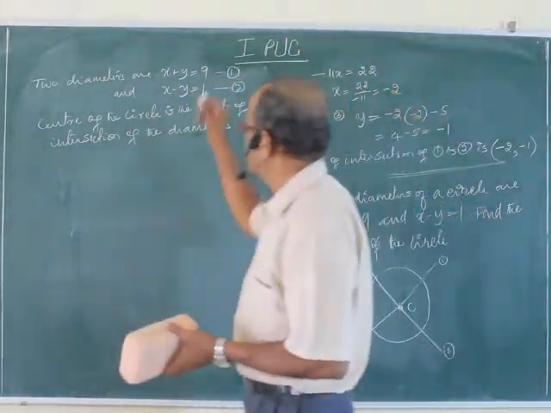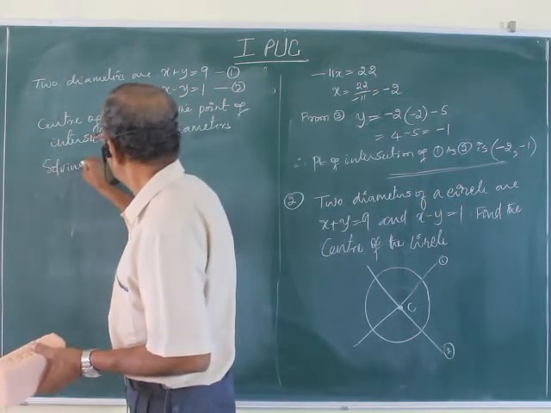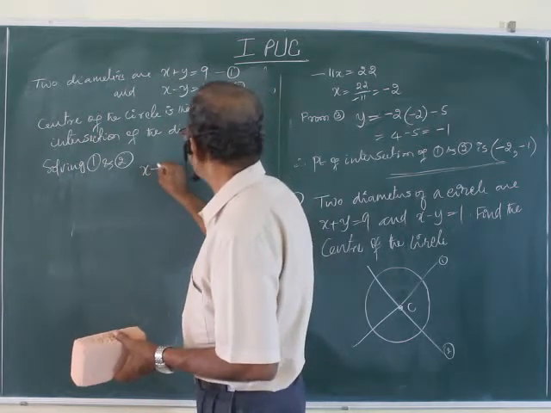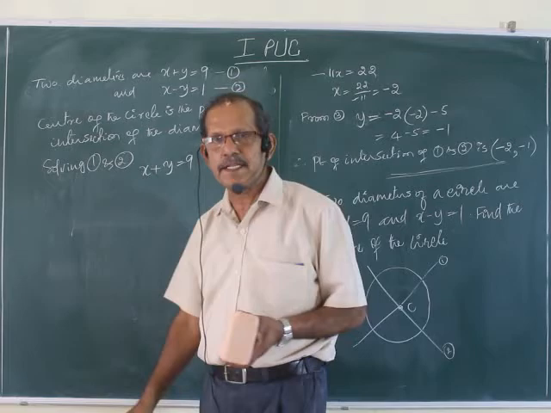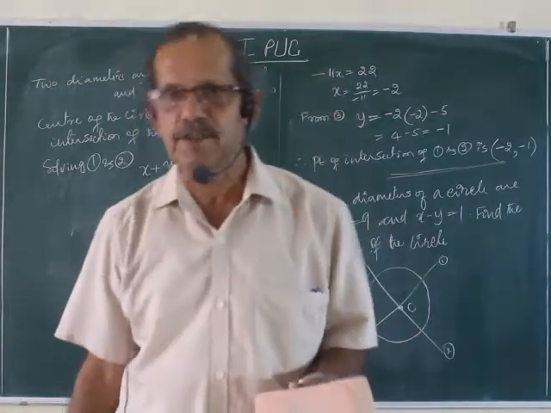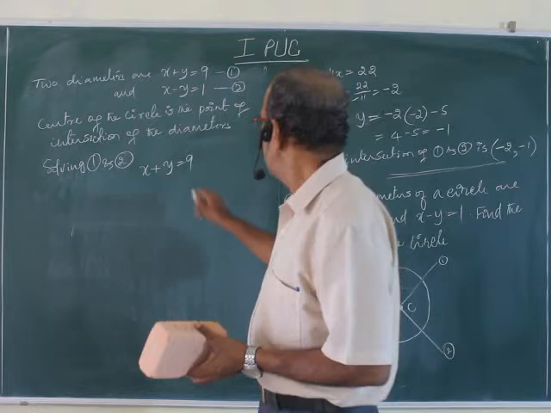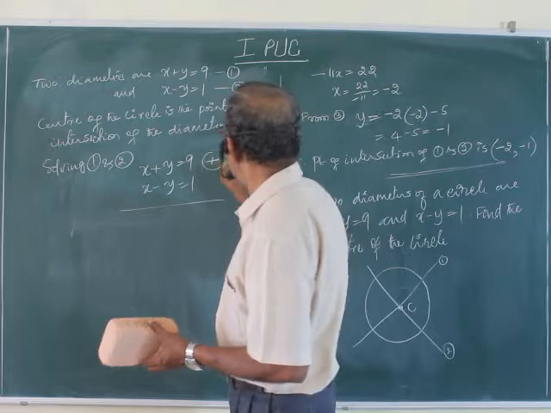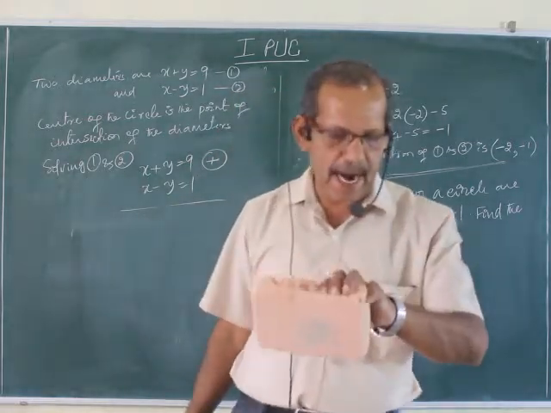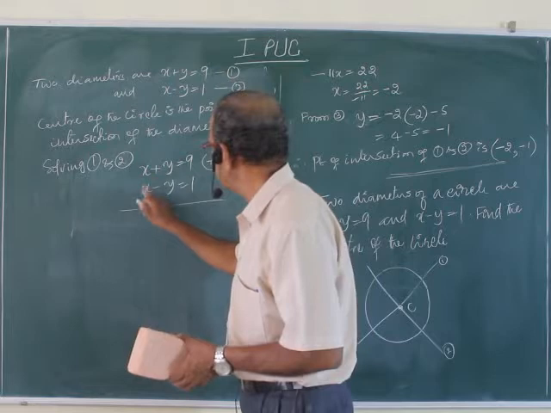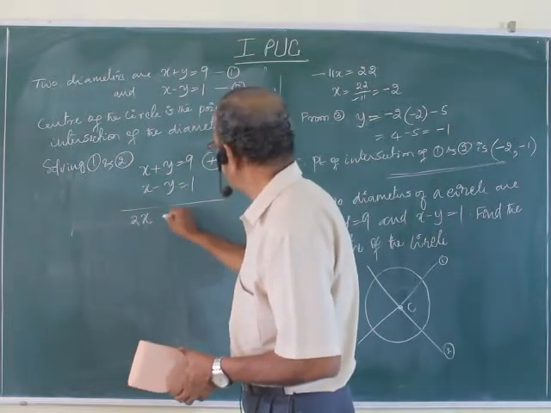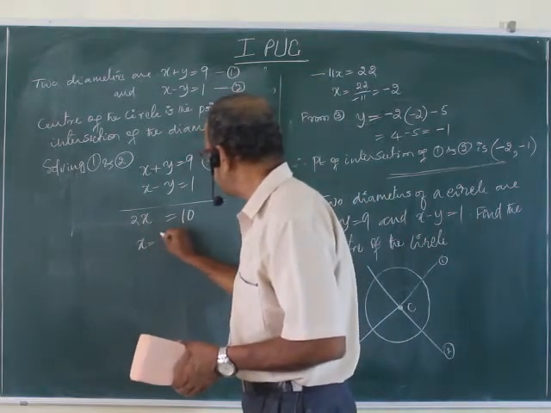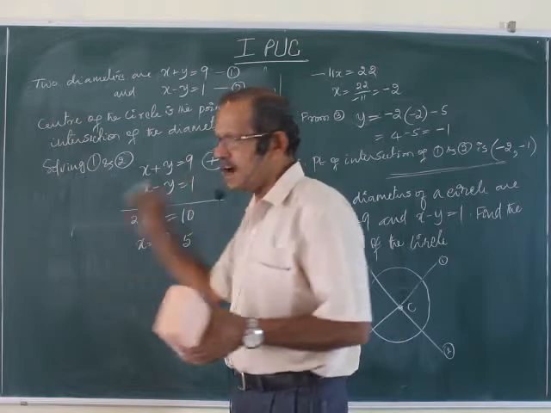Now, solve this. Solving 1 and 2. How to solve? I told you there are different methods. You can use any one of the methods, whatever you have studied in high school. x plus y equal to 9, x minus y equal to 1. Just let me add these two equations. What do you get? x plus x is 2x. Plus y minus y cancels. 9 plus 1 is 10. 2x equal to 10 means x equal to 10 by 2, or it is 5.